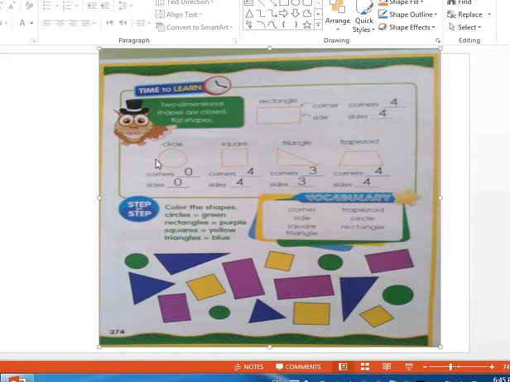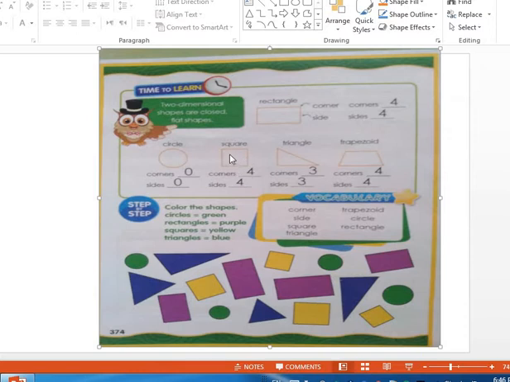Okay, moving to the circle. Do you know the shape of the circle? Yeah. So the circle, does it have any corners? No. Does it have any sides? No. Right. So now the square, do you know the square?